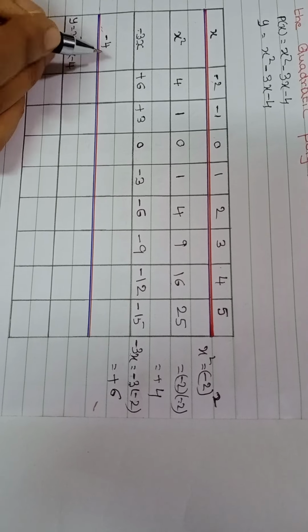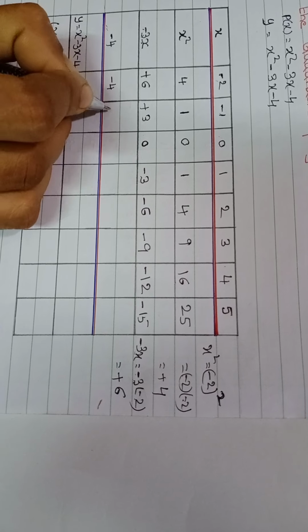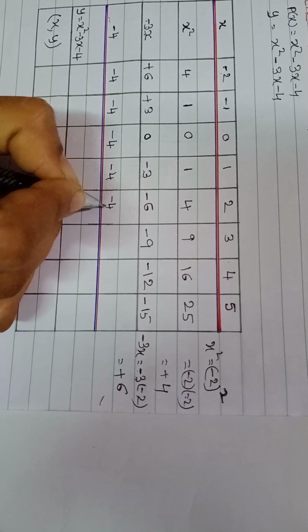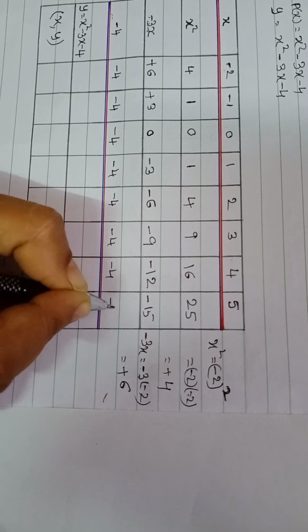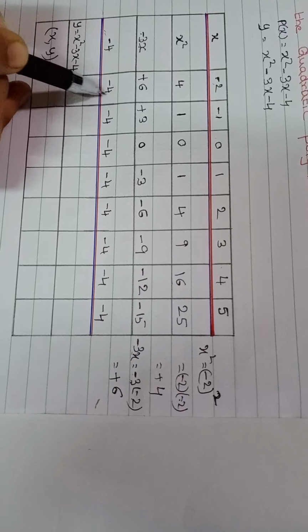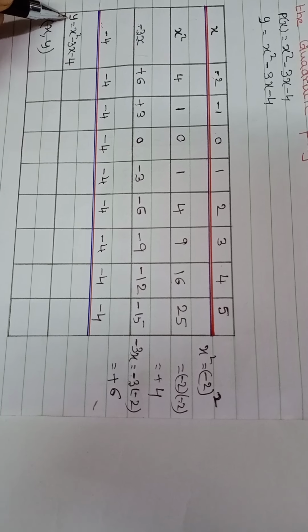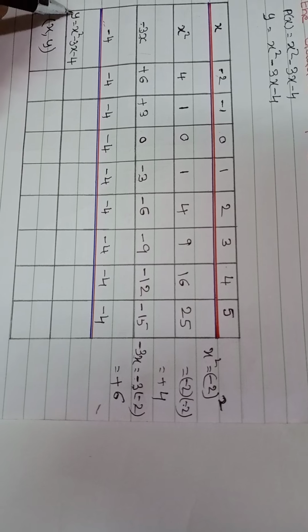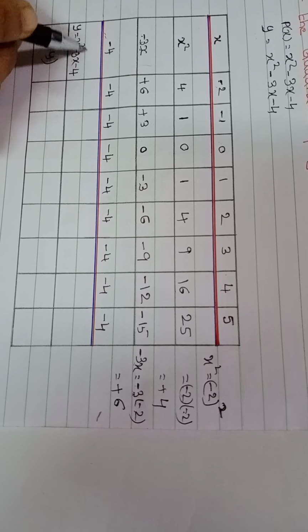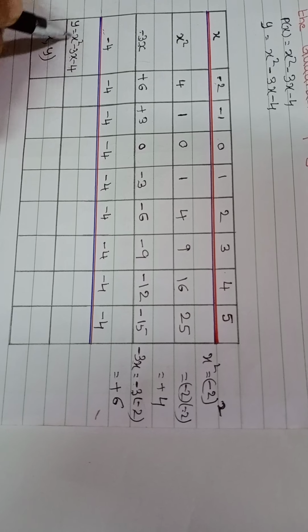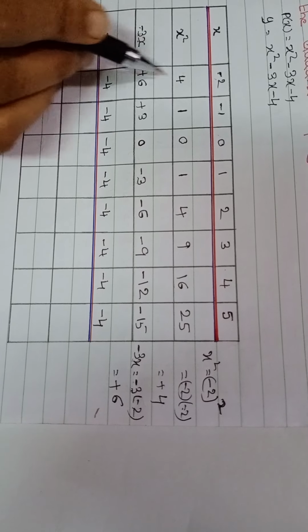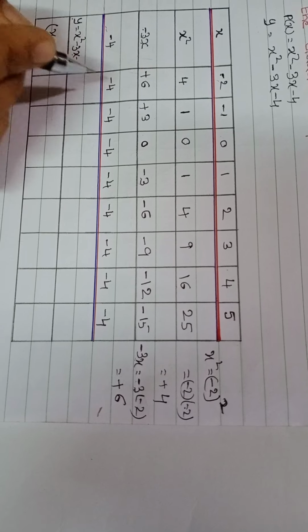This is a constant, so there is no change in minus 4. Minus 4, minus 4, minus 4. So this sum, that means y. We are finding y when the value of x square minus 3x minus 4 is the sum of the values. This sum value is y. So that's why these three numbers are added.